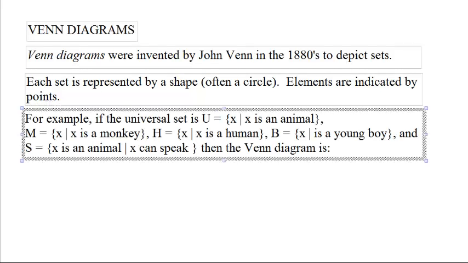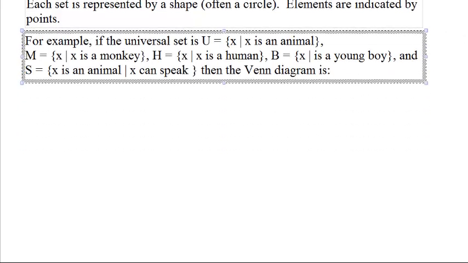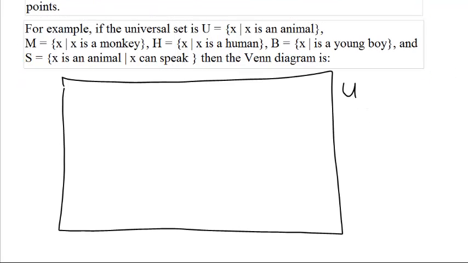For example, if the universal set that we're dealing with is the set of all animals, and M is the set of all monkeys, and H is the set of all human beings, and B is the set of all young boys, and S is the set of all animals that can speak, then our Venn diagram might look like this. Usually you have a big rectangle, and that is your universal set. Everything goes on inside the universal set because that is all that we are dealing with. That is what we consider everything.